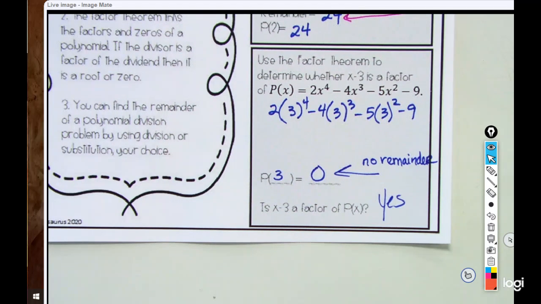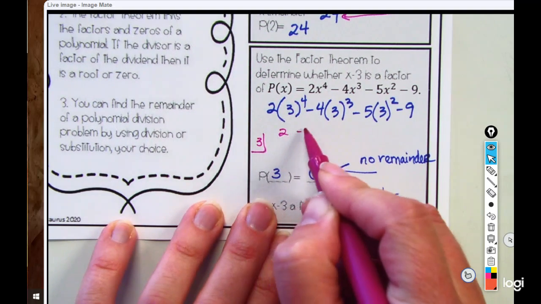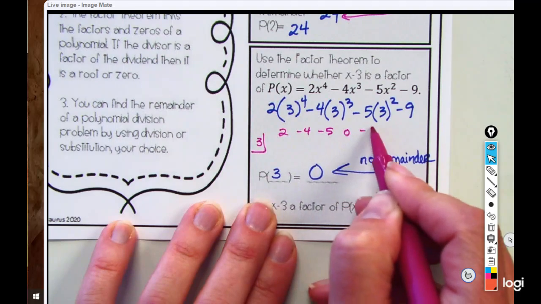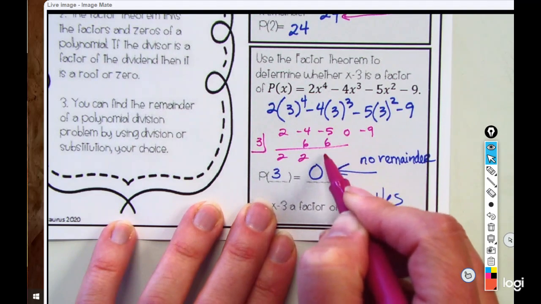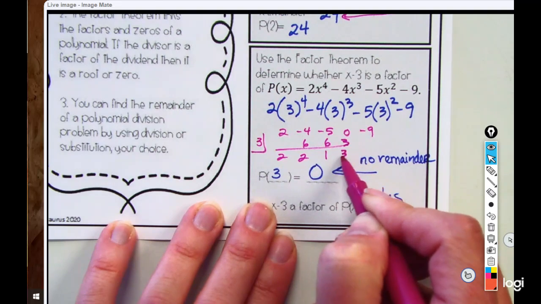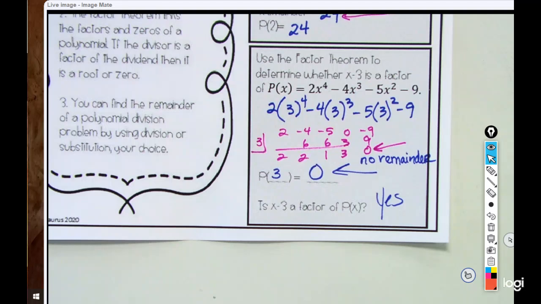Could we do the same thing by synthetic division? Let's see. What would go in the box? 3, then 2, -4, -5, 0, -9. All right. 6, 2, 6, 1, 3, 3, 9, 0. It is absolutely a factor because there is no remainder.